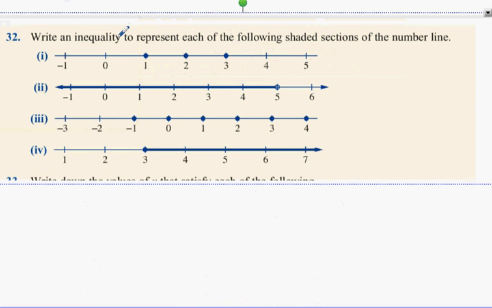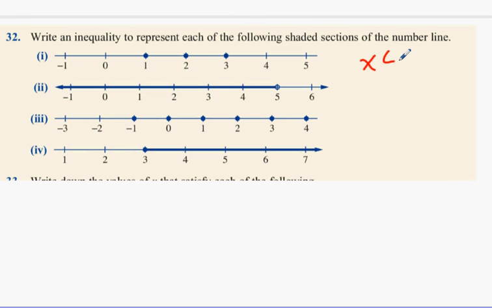32. Write an inequality to represent each of the following shaded sections of the number line. I'm going to try the first one out. Ready? Would everybody be happy with x less than 3? X element Z. I made 2 mistakes, not just one. Anybody care to share my mistakes?